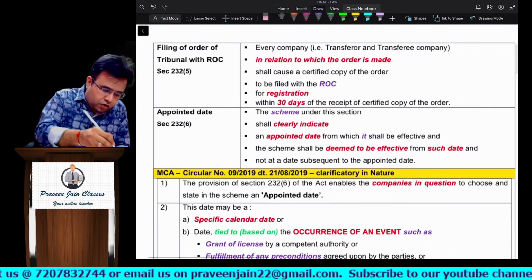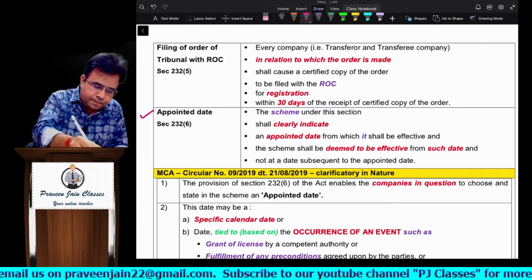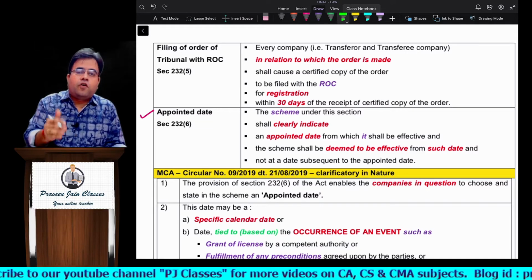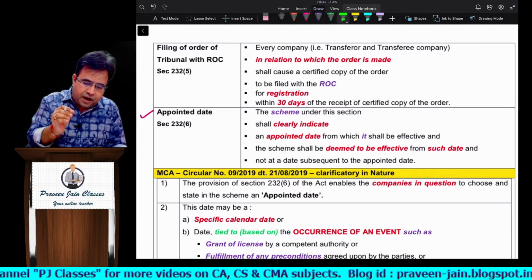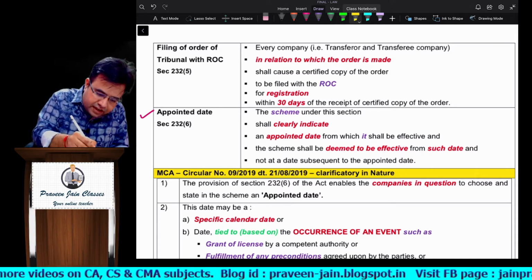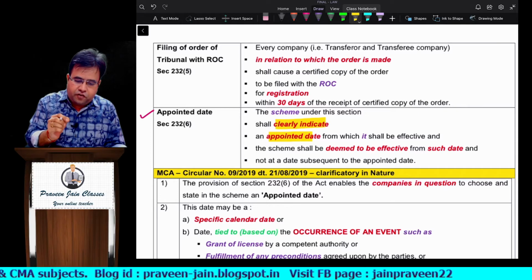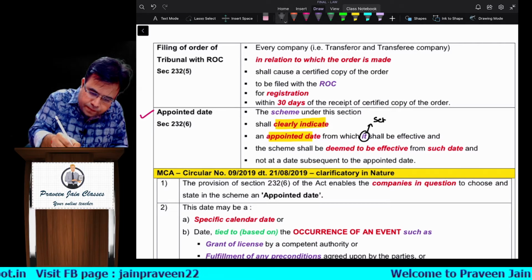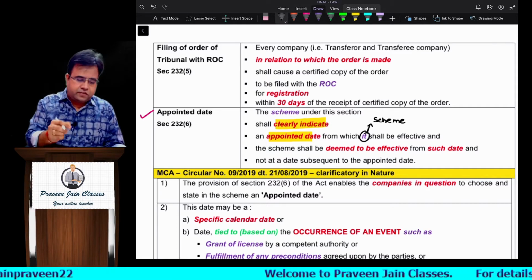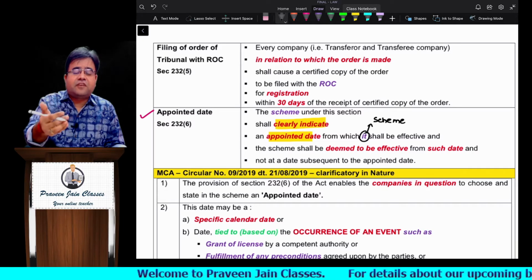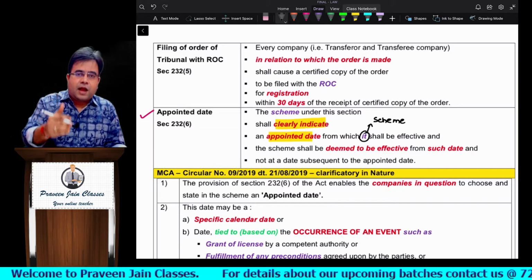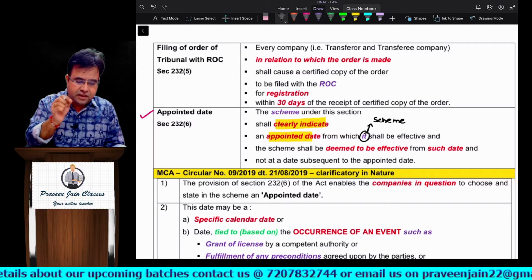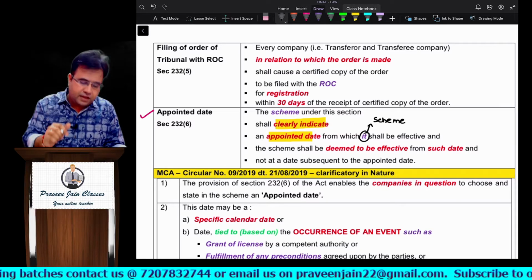So what is the provision talking about? 230 subsection 6, look. The scheme under this section, scheme meaning what? A scheme which is for the purpose of amalgamation, merger or reconstruction. The scheme under this section shall clearly specify an appointed date from which it shall be effective. Here, what do we mean by it? It is nothing but the scheme only. So subsection 6 says what? Whenever the parties, that is the transferor company and transferee company, come to an arrangement for a compromise or arrangement with respect to merger, amalgamation or reconstruction, they should clearly specify what their appointed date will be.